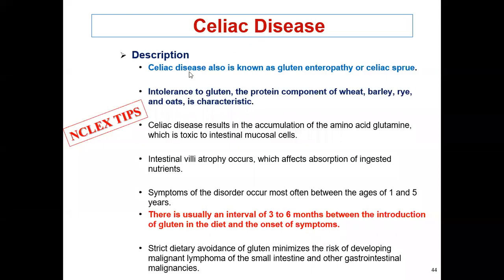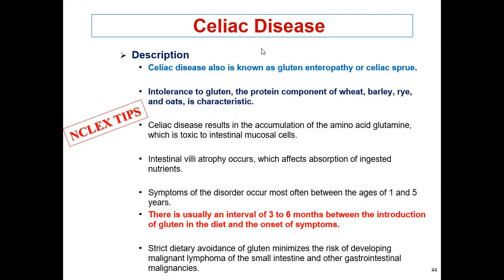Celiac disease, also known as gluten enteropathy or celiac flu. Celiac disease is a chronic immune disorder triggered by gluten ingestion, and it results in damage of the intestinal lining and causes diarrhea, fatigue, weight loss, bloating, and anemia.